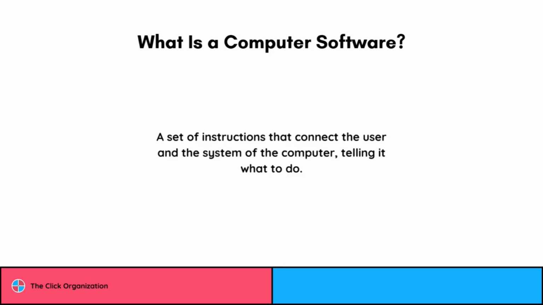Okay, let's start with this. What is computer software? It is a set of instructions that connect the user and the system of the computer, telling it what to do. So, you as a user and your computer's system, both of you are connected through computer software. It acts as a bridge for you to give instructions to your computer system and for your computer system to actually complete those instructions and tasks that you give it.